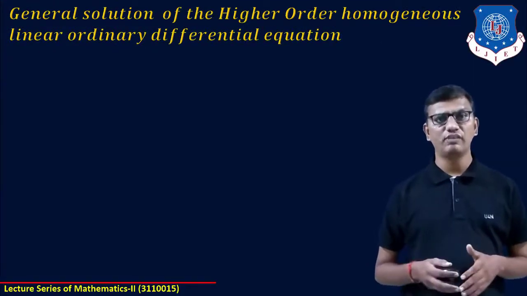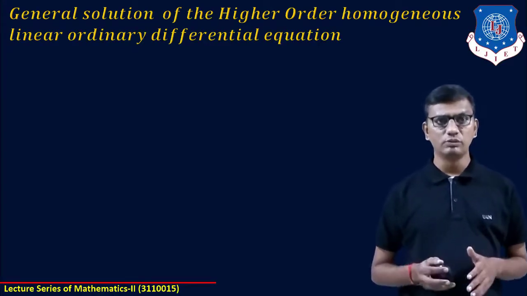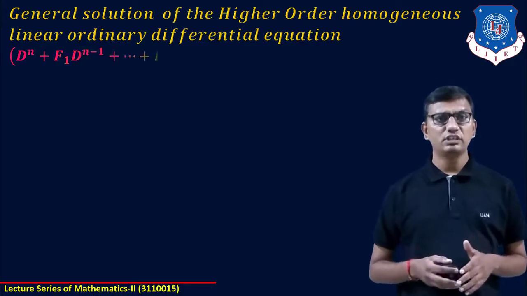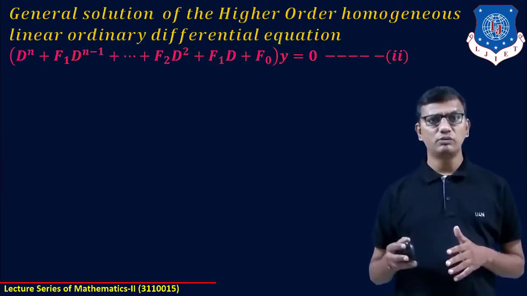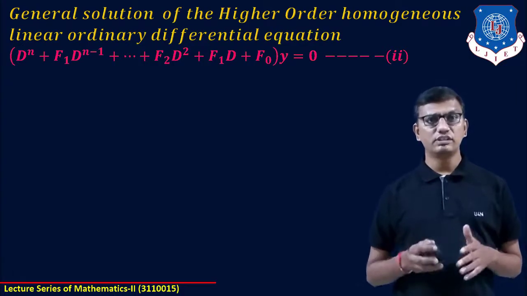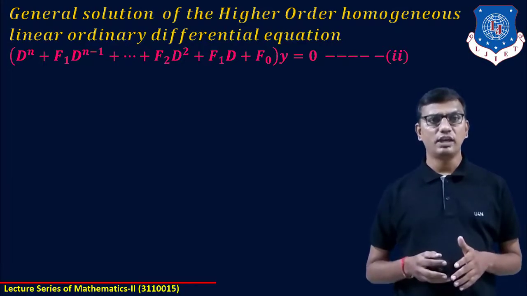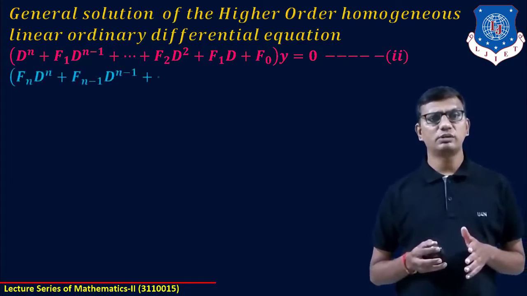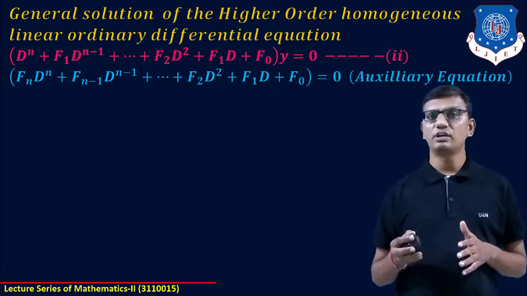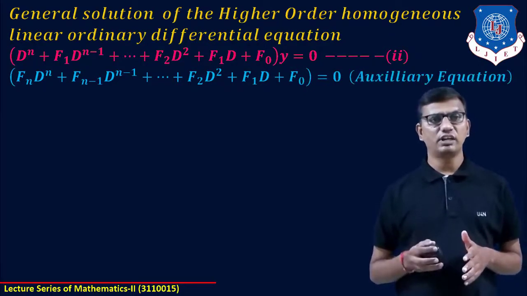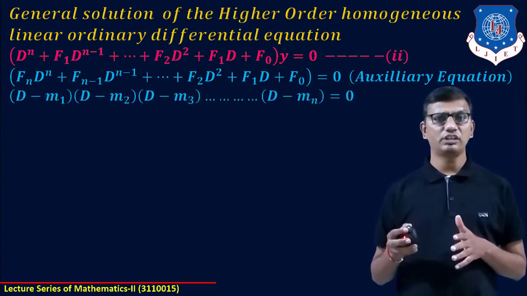The general solution of higher order ordinary linear differential equation depends on auxiliary roots. Here our differential equation is fn D^n plus fn-1 D^(n-1) up to f0 y equal to 0. It is our nth order ordinary linear differential equation with constant coefficient. Auxiliary equation we get fn D^n plus fn-1 D^(n-1) up to f2 D² plus f1 D plus f0 equal to 0. And after factorizing we get (D minus m1) into (D minus m2) into (D minus mn) equal to 0.